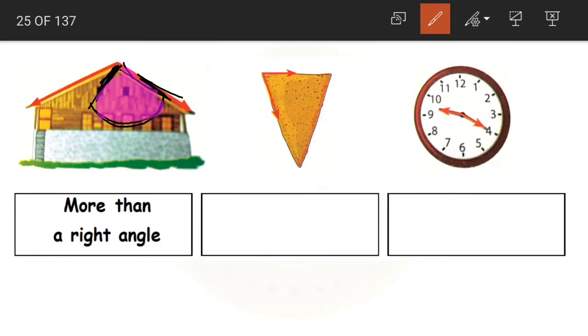Now see, this colored area is our right angle. Apart from this right angle, we also have some extra angle here. So what can we say? We can say that the given angle is more than a right angle.